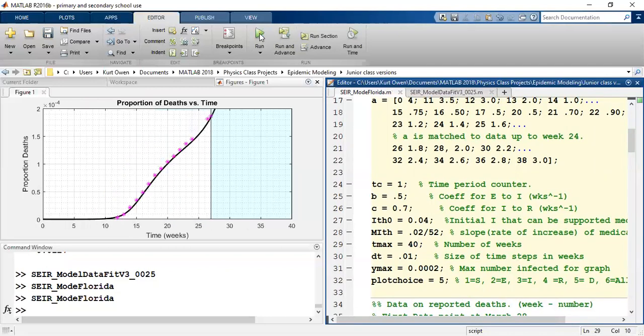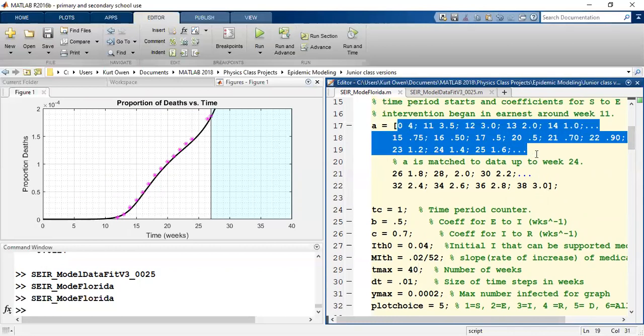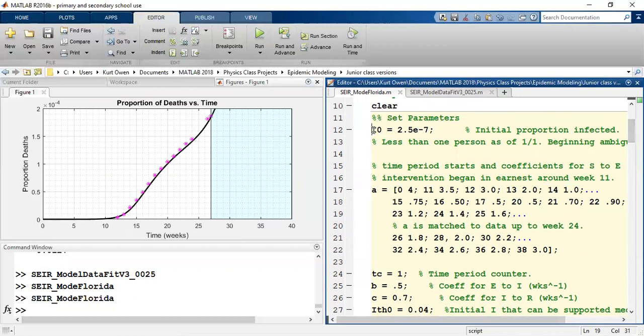And we can see how our data is matching up, okay? So I had to change these A values a lot. These are not the A values for New Jersey anymore. So I went back to the beginning. In fact, I also had to change the initial number that I thought were infected.